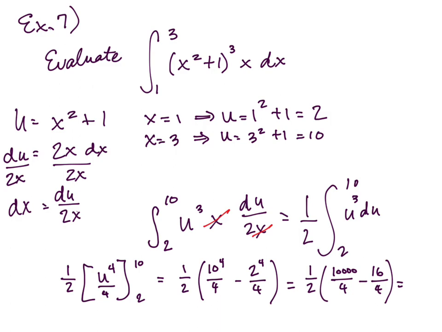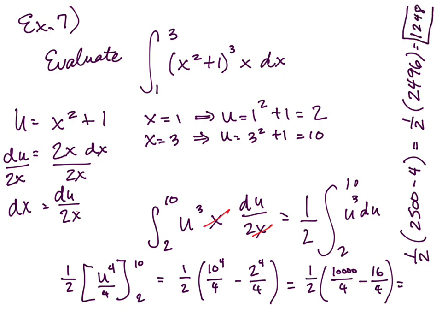10,000 divided by 4 is 2,500. Half of 2,500 minus 4 is 2,496. Half of 2,496 is 1,248, they all said with enthusiasm.